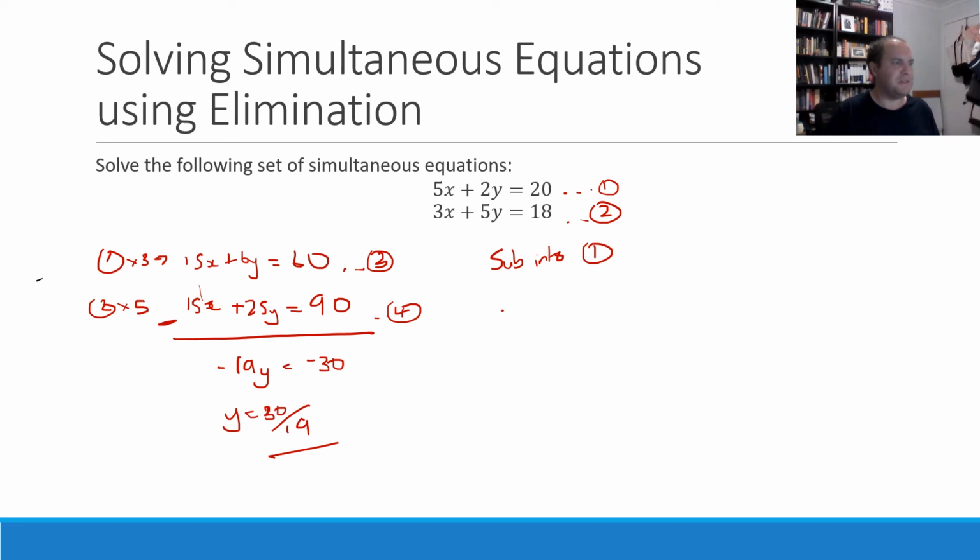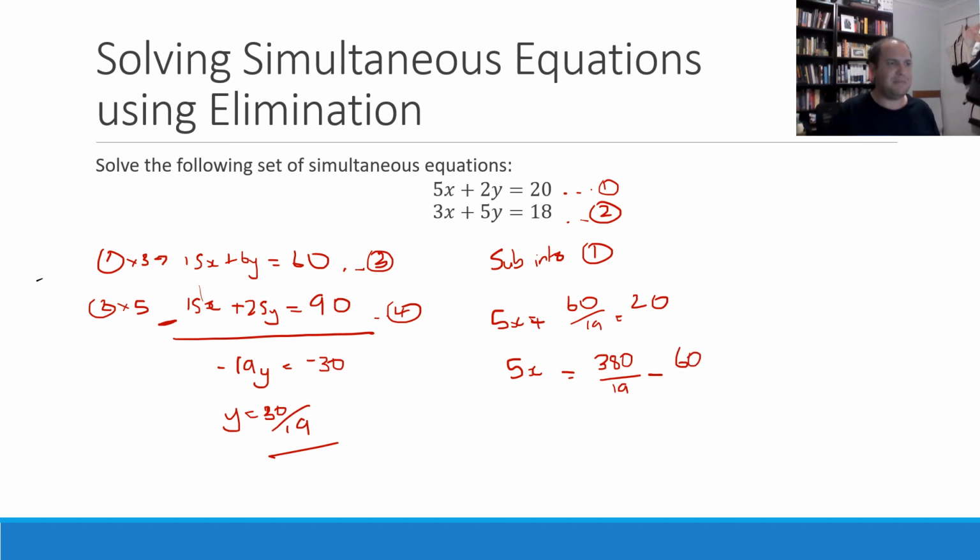Subbing into our first equation, 5x plus 2 times 30 over 19, so that'll be 2 times 30, which is 60, over 19 equals 20. Rearranging, 5x will equal 20, written as over 19. That'll be 380 over 19. So I doubled 19, times it by 2 to get 38, and then times by 10, put a 0 on the end. So 19 times 2 is 38, then put a 0 on the end.